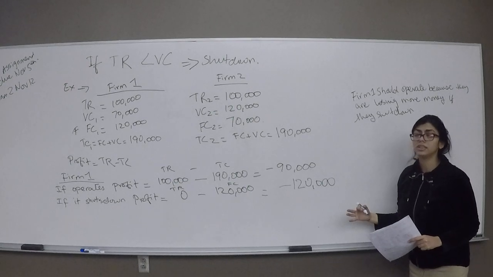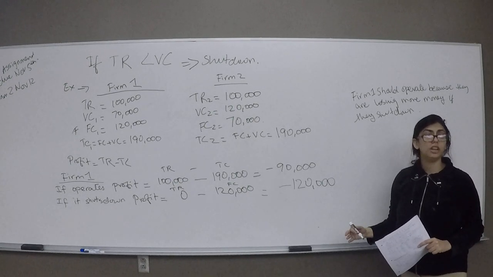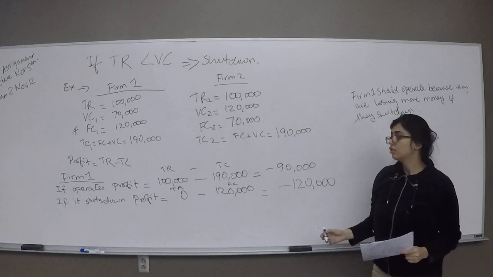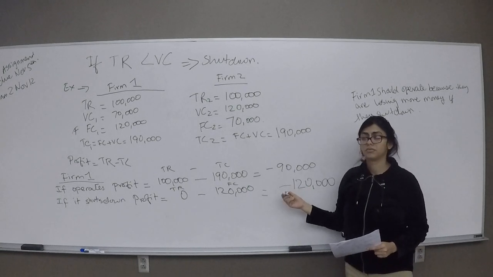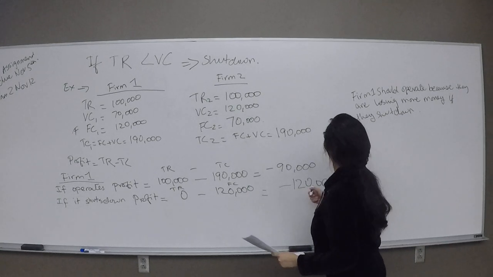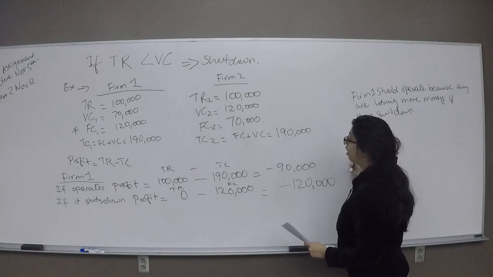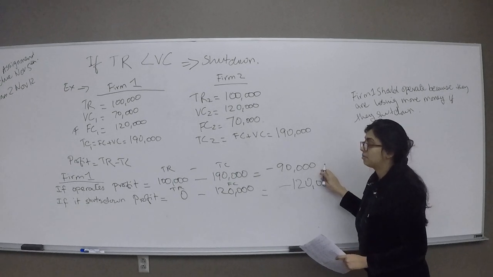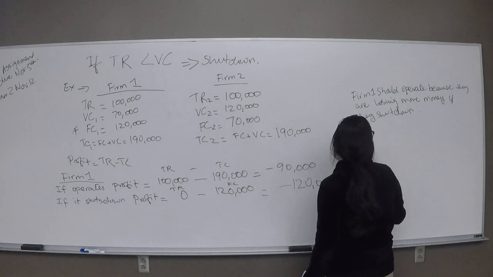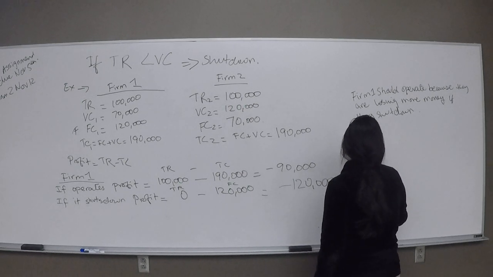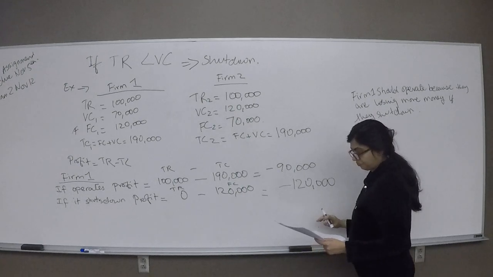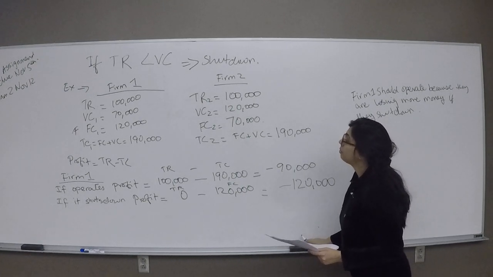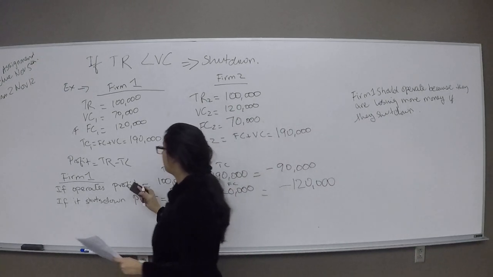Remember, fixed cost is something you have to pay, even if you're not producing. So is it worth it? In this case, we're saying that they should continue to operate. They'll be losing less money if they operate. Now, what about firm 2? So I'm gonna erase this.